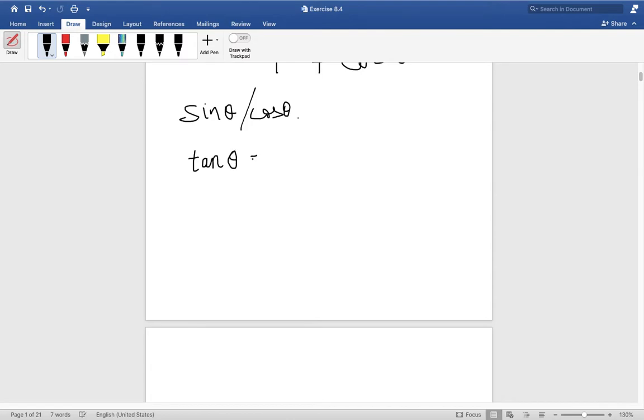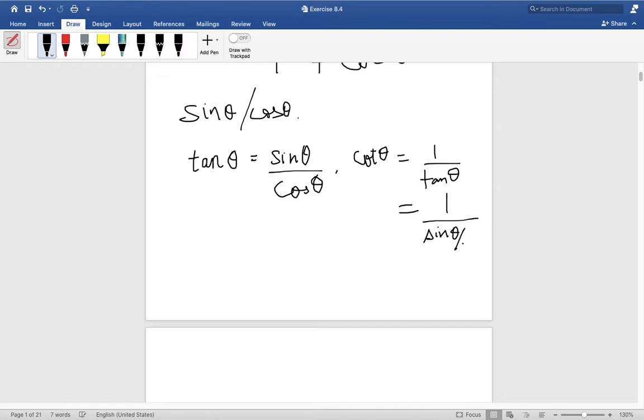First, you should know that tan theta is equal to sine theta divided by cos theta. And the reciprocal of tan theta is cot theta, so cot theta is equal to 1 upon tan theta. Now tan theta is sine theta by cos theta, so this cos theta will go up, sine theta will remain in the denominator, and here you go, this is cot theta. So tan theta is sine theta by cos theta, and cot theta is cos theta by sine theta.